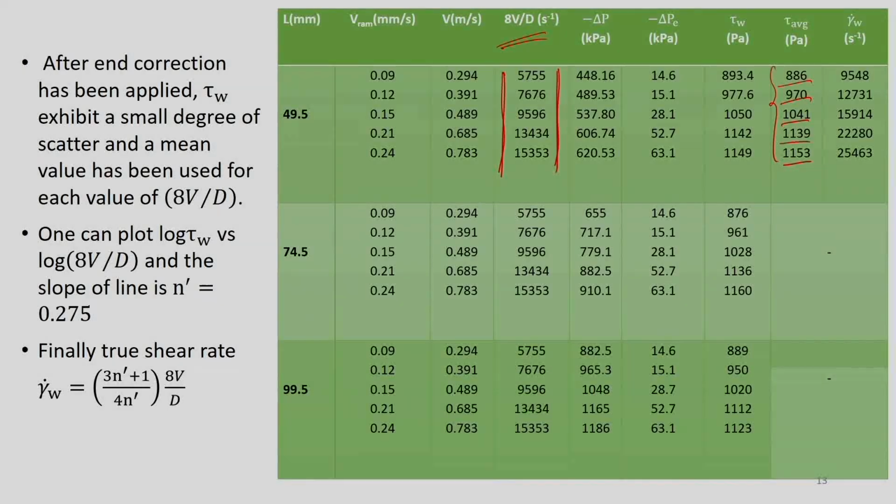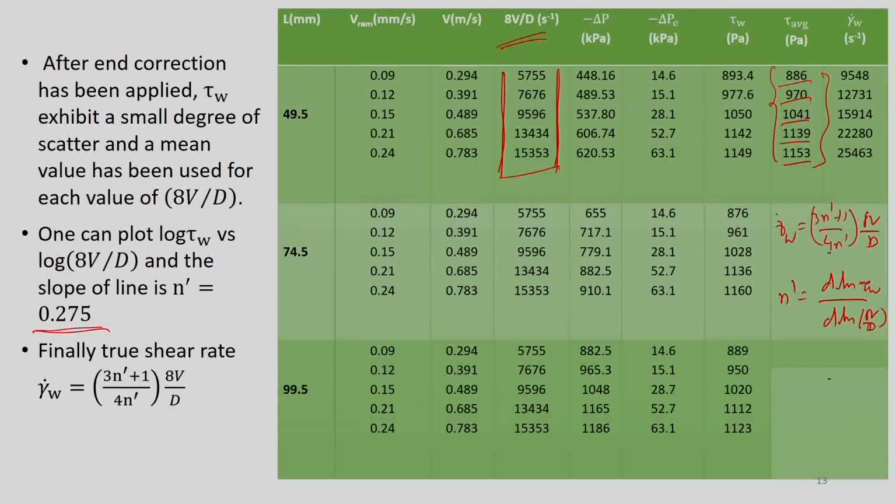So, you have to find out the true shear rate, gamma dot W, equal to (3n' plus 1) by 4n' times 8V/D, where n' is equal to d ln tau W by d ln 8V/D. This is what we do. So, this tau average versus 8V/D information you plot on a log graph and then get the slope. So, you will understand n' is nothing but 0.275.